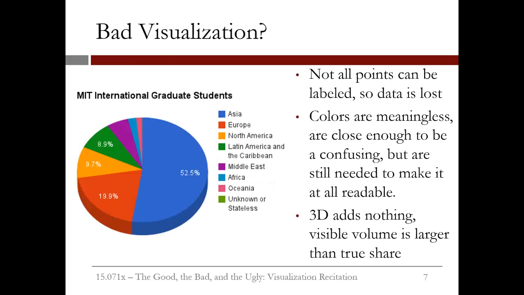Finally, we'll look at a pie chart I made of the origins of the international students at MIT. I made this chart with the default settings in Google Sheets. First of all, not all the segments were labeled, so that data is lost for the Middle East, Africa, Oceania, and the unknown regions. Second, again, we have colors that are arbitrary, and almost close enough to be confusing. The difference between Asia and Africa's colors is subtle.